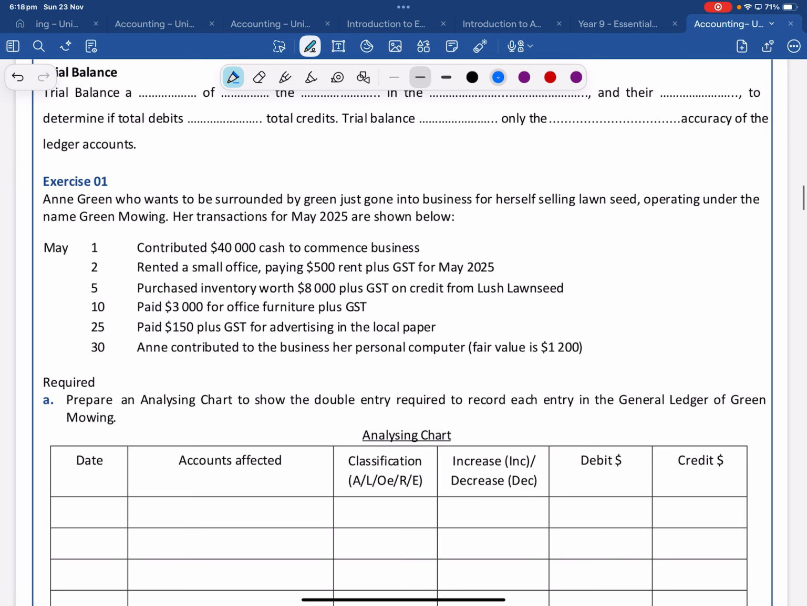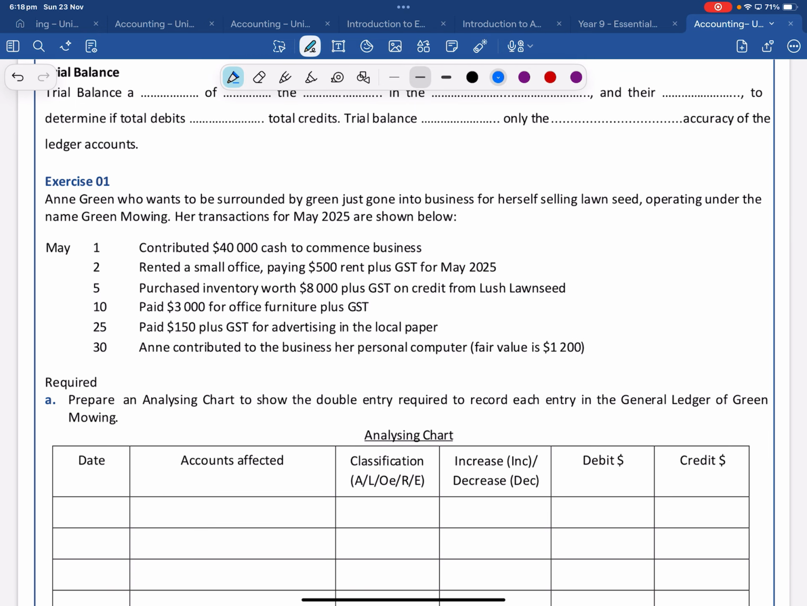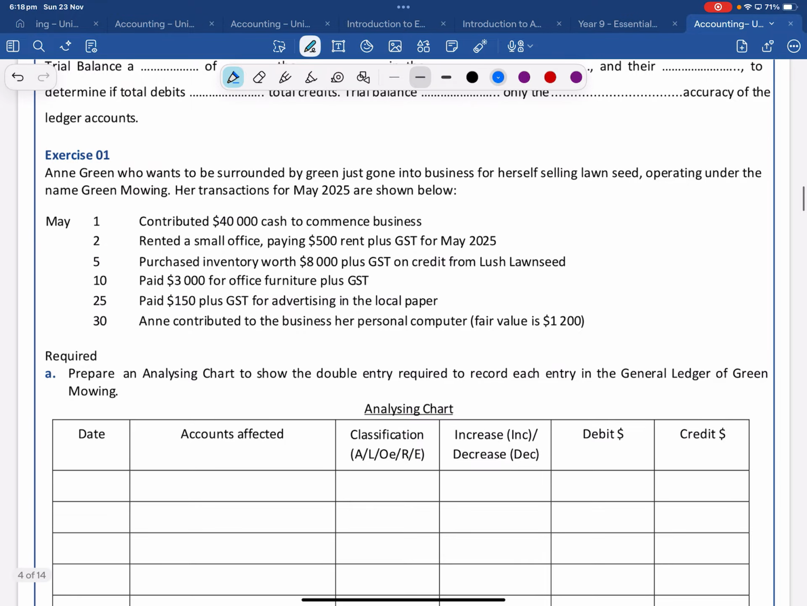Okay, guys. So someone wanted to start a business. Then what is the first transaction? Contributed 40,000 to commence the business. As we did in the balance sheet, the same thing we are going to do. Contributed 40,000 cash to commence the business.